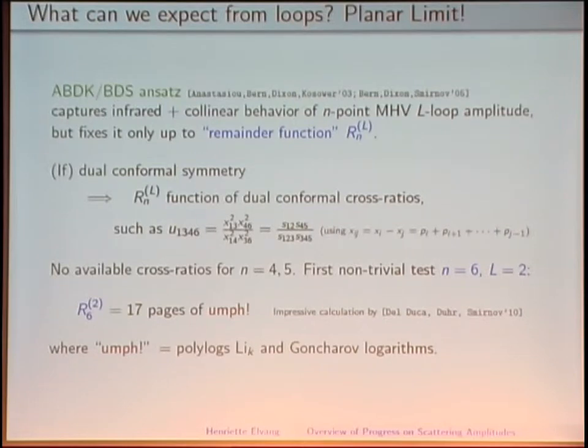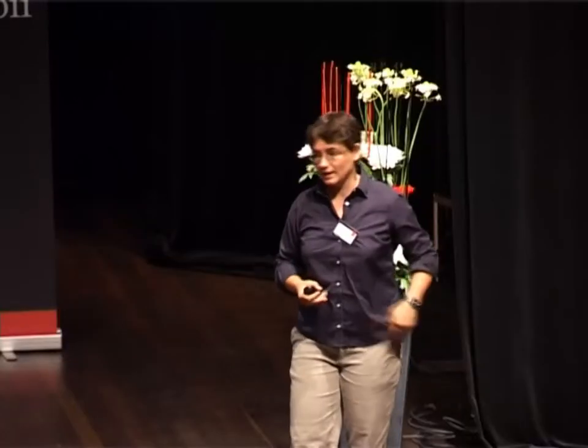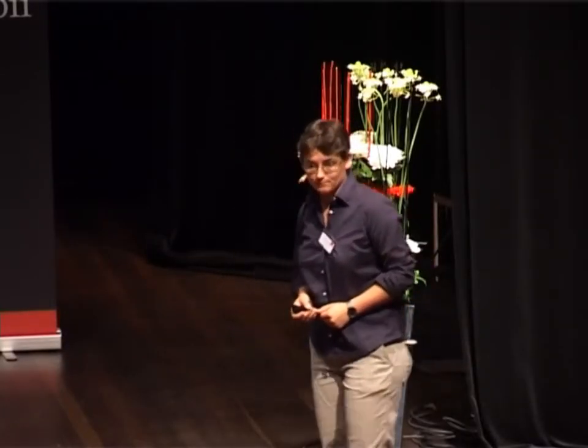Wilson loop calculation. Now, after simplifying, the result was about 17 pages of various polylogs and things that are worse than polylogs, namely some Goncharov logarithms, which are defined as a set of iterated integrals. So if this was the whole story, we could lose hope that this nice structure we have seen at the tree level would not carry over to the loop level.